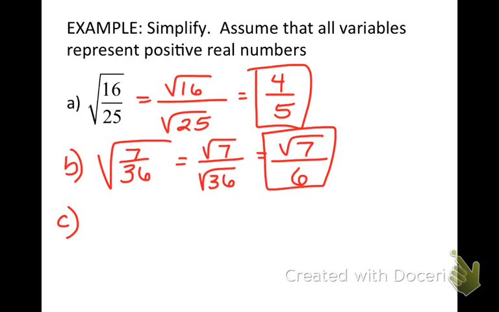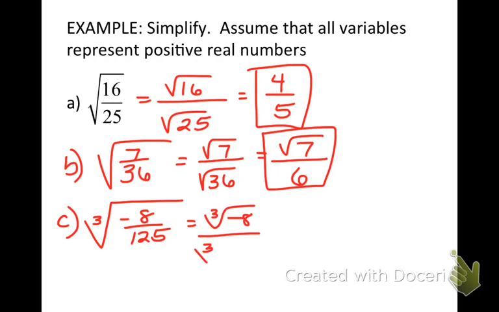For C, we had the cube root of negative 8 over 125. That would be the same as taking the cube root of negative 8 and dividing it by the cube root of 125. The cube root of negative 8 is negative 2. And then the cube root of 125 is 5, so negative 2/5.